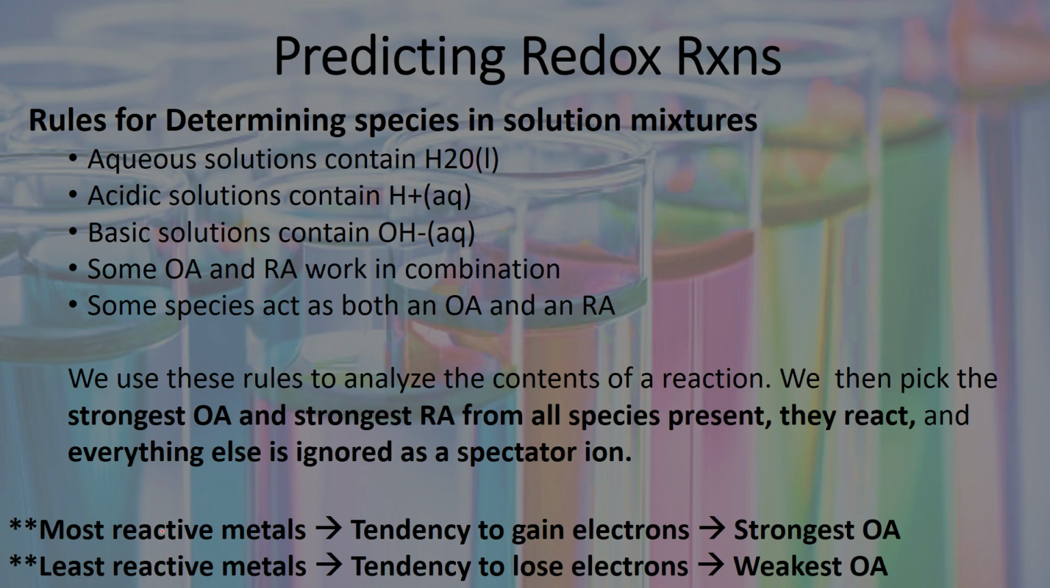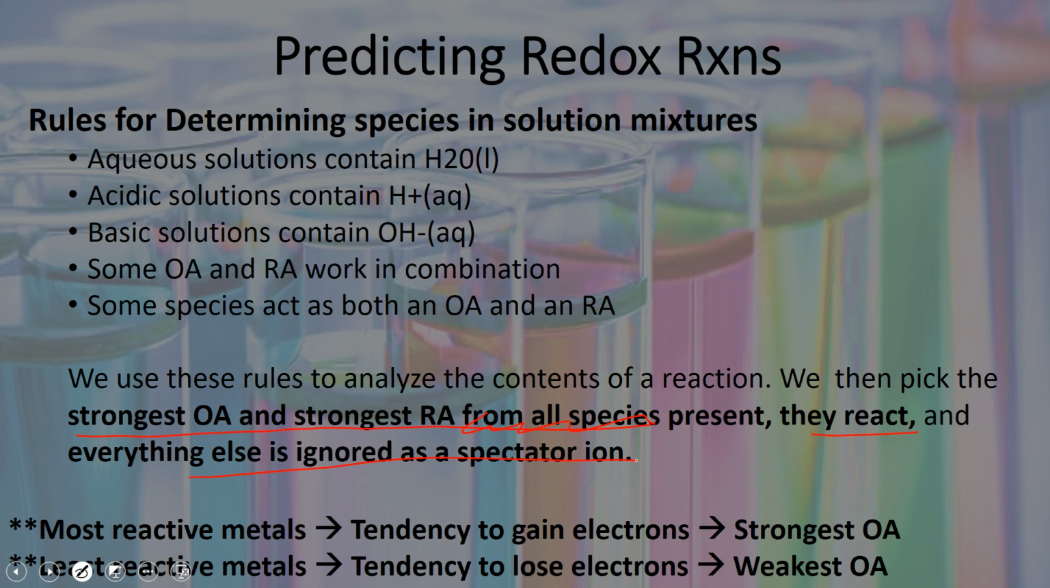Rules for determining aqueous solutions: aqueous solutions contain water, acidic solutions contain hydrogen, basic solutions contain OH. I don't think you need to write all this down. What we're doing is taking the strongest OA and the strongest RA, and those will react. Everything else we ignore as a spectator ion. It's kind of just building off of what you looked at in Chem 20 for spectator ions and net ionic equations.